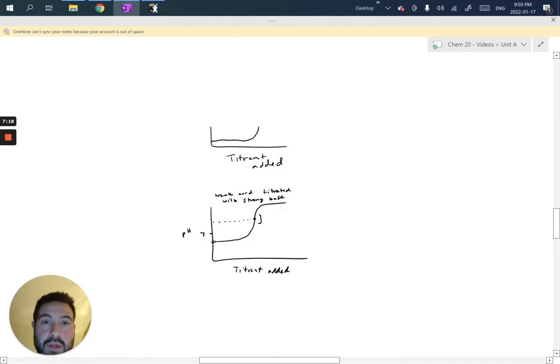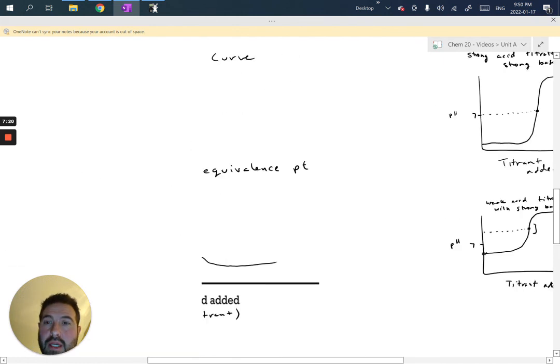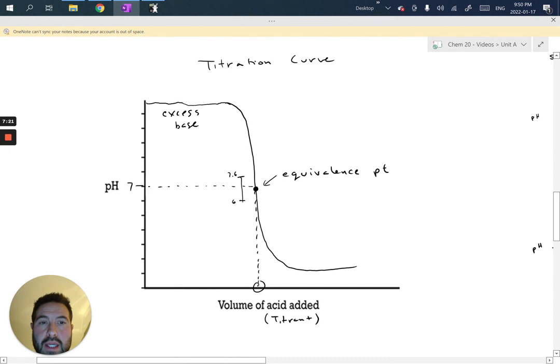So there's a little bit about titration curves. Hopefully that helps you guys out a little bit.